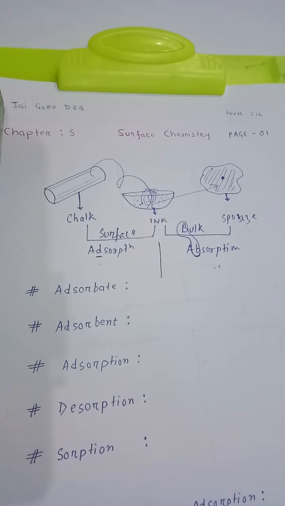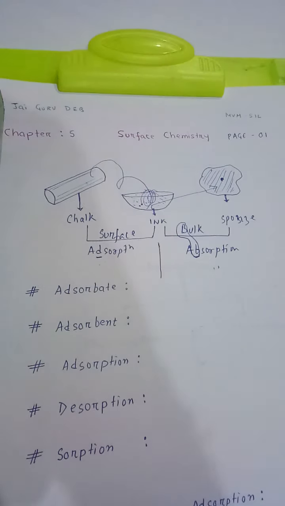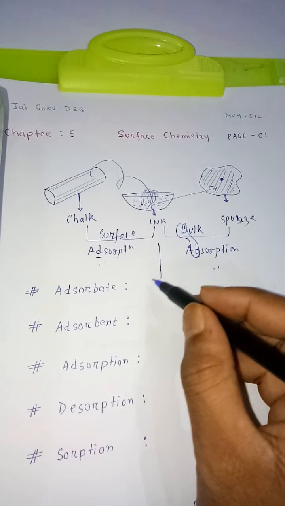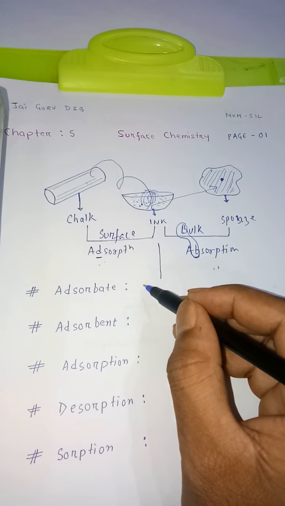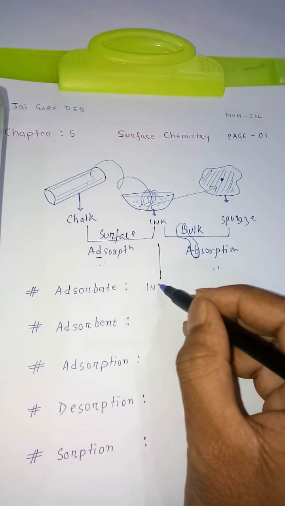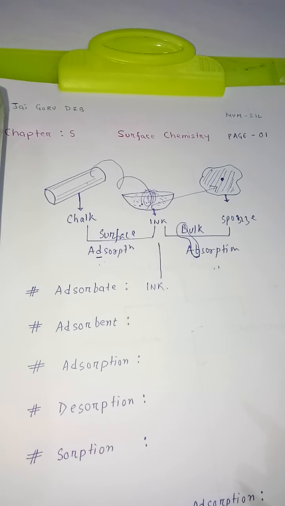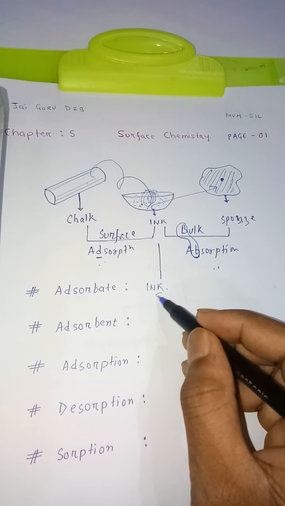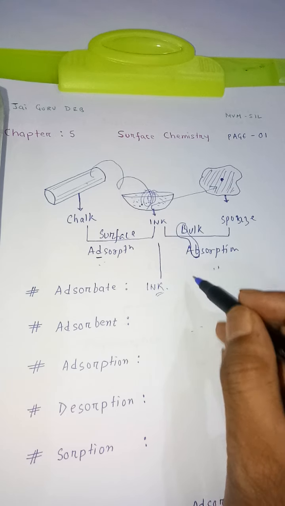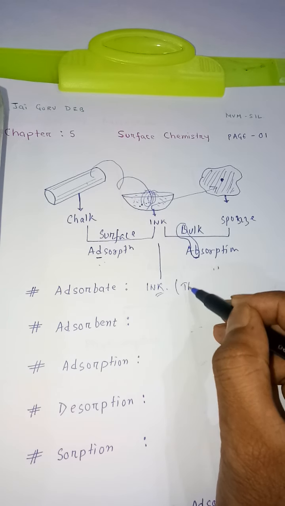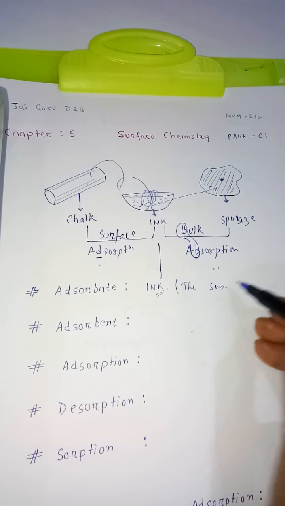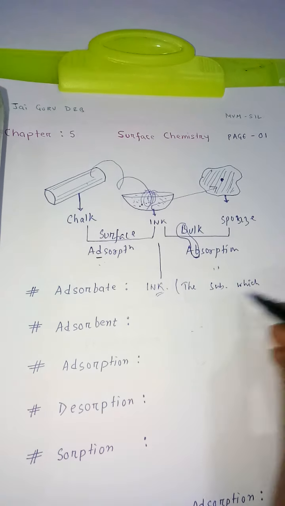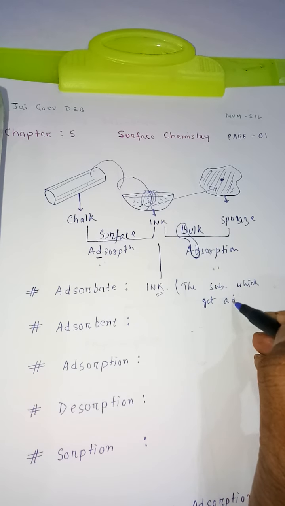Now the definition is adsorbate. Adsorbate is your ink. So adsorbate definition is something which is going to be adsorbed. So adsorbate, the substance which gets adsorbed. The definition is the substance which gets adsorbed.